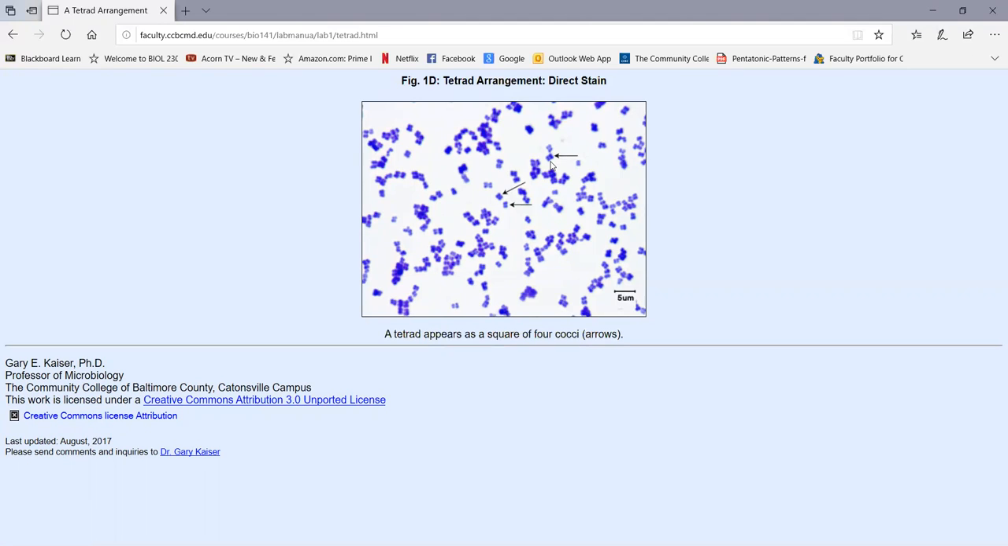Now actually, as I'll mention in a minute, a sarcina, the next group, is a cube of eight, four on top of four. But when we look at them under the microscope, we're looking down at the top. So with the microscopes we have, it's very difficult to tell whether it's a tetrad or a sarcina, whether it's a square of four or a cube of eight. So generally, when we're looking at bacteria in our lab, if we see arrangements that look like squares of four, we just say it's a tetrad or a sarcina. We give both names. And in fact, bacteria that can grow as a tetrad can often grow as a sarcina under different growth conditions anyway.